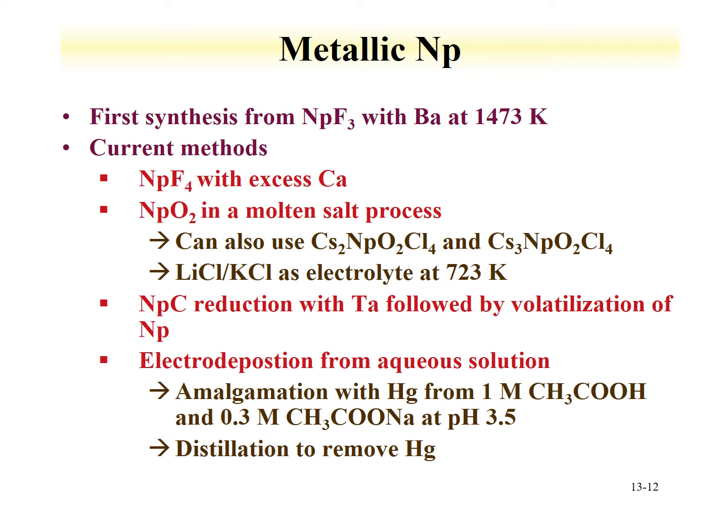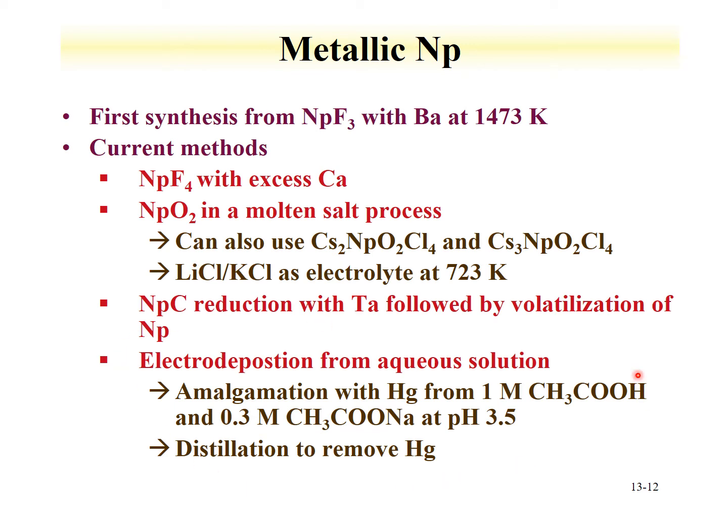Now we can start exploring chemical forms of neptunium that have some relevance to the nuclear fuel cycle. One would be metallic neptunium. This was first synthesized from neptunium trifluoride with barium metal at elevated temperature. Current methods are very similar to the uranium methods, where you can use group 1 or group 2 elements or a molten salt process for producing neptunium metal. So here's something where neptunium dioxide is dissolved in a molten salt. Through electrolysis, one can reduce the neptunium-4 all the way to the metallic state.